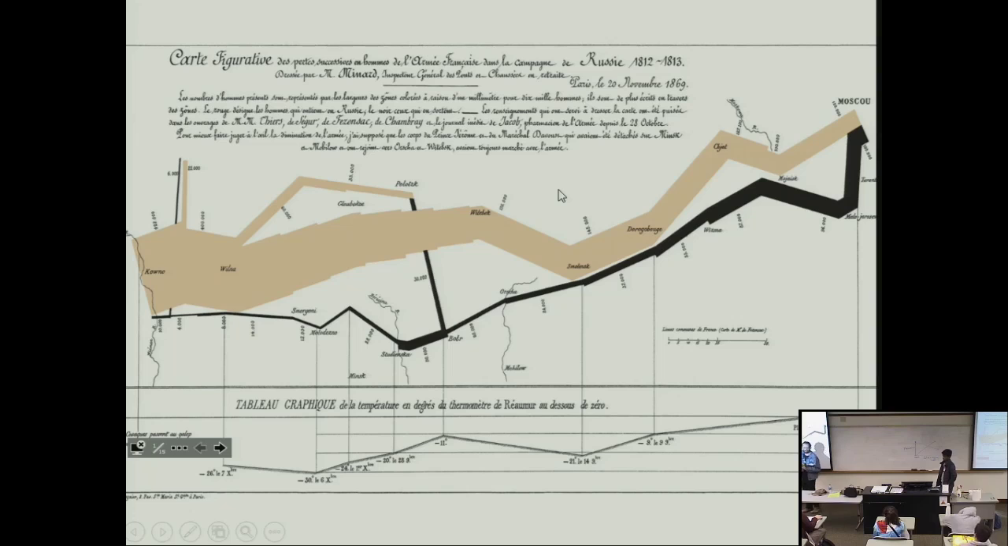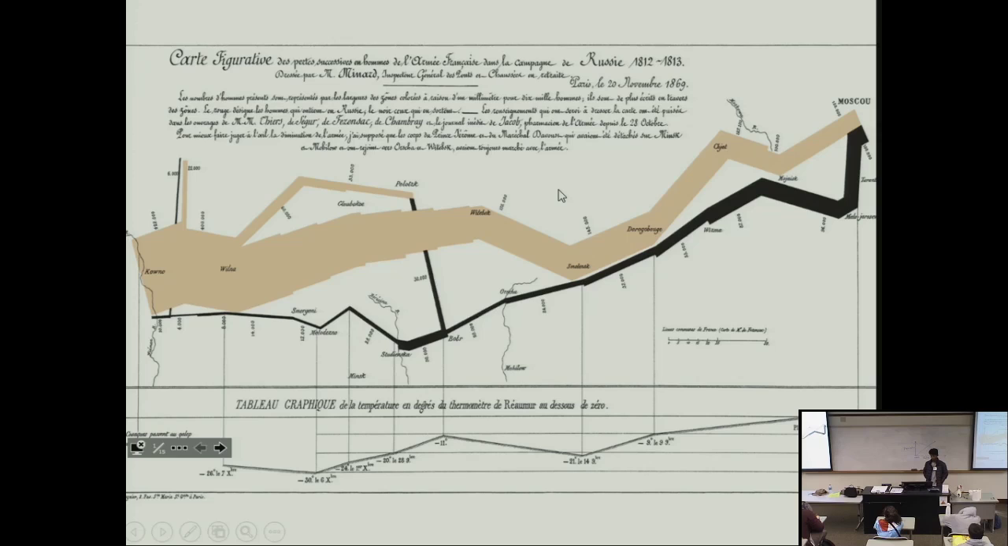So they head out from France, obviously, but they've gotten this far. They've gotten to Poland, and they've got a huge army, and that's represented by the width of this line. And you can see it tells you how many people: 422,000. So there's 422,000 soldiers marching in that army.